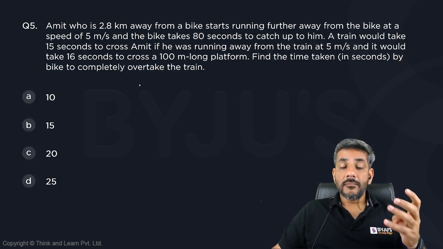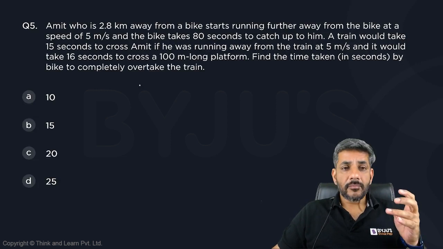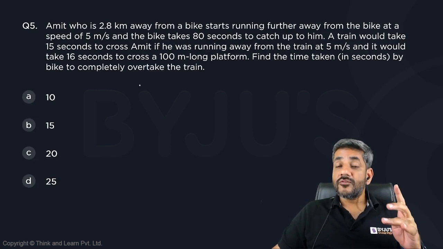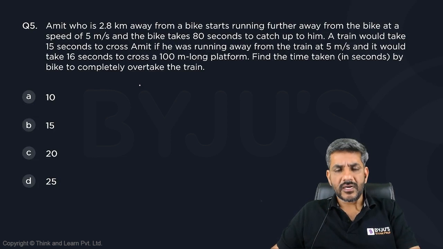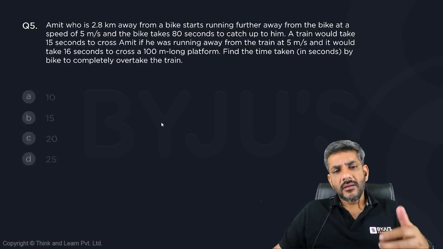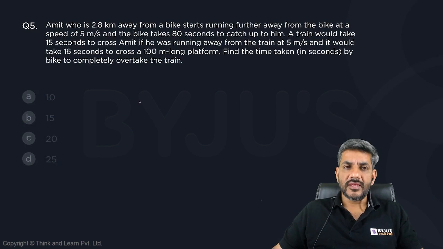So Amit is there, bike is there, train is there, platform is there. So there are 4 objects involved. Probably going to be a little lengthy. Looks like that. But let's try solving it and check how lengthy it is.